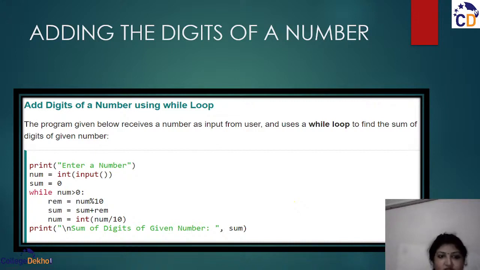At the end of this, once you get out of the loop, you can print the sum of the digits by using the variable sum. Sum is holding the summation of all the digits, right?